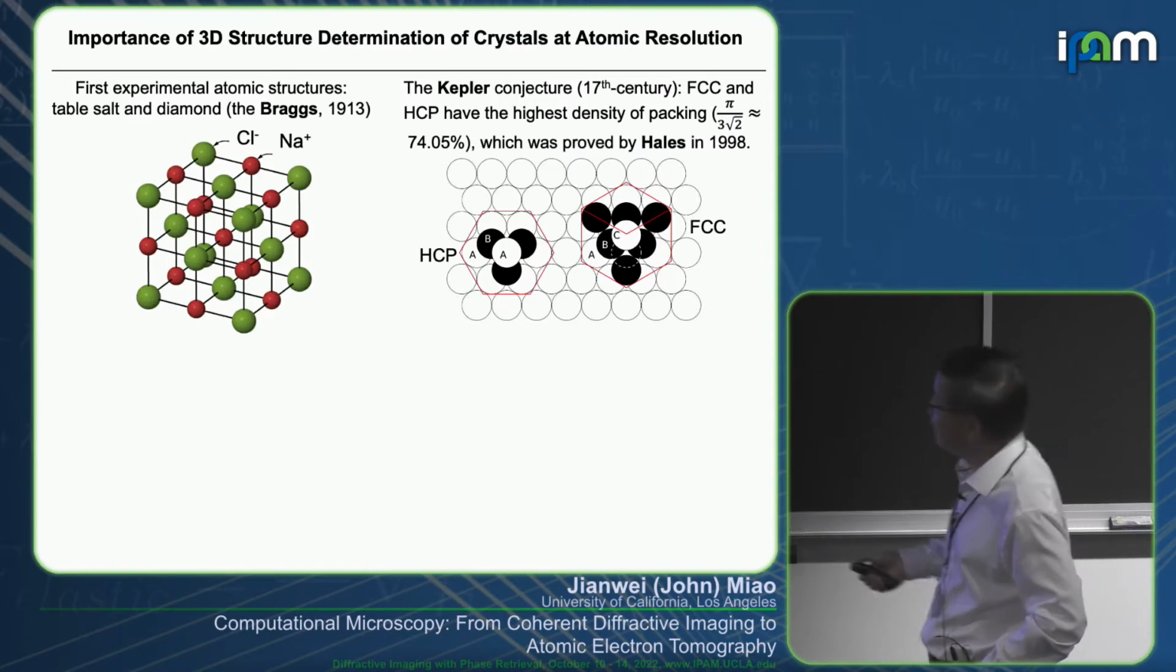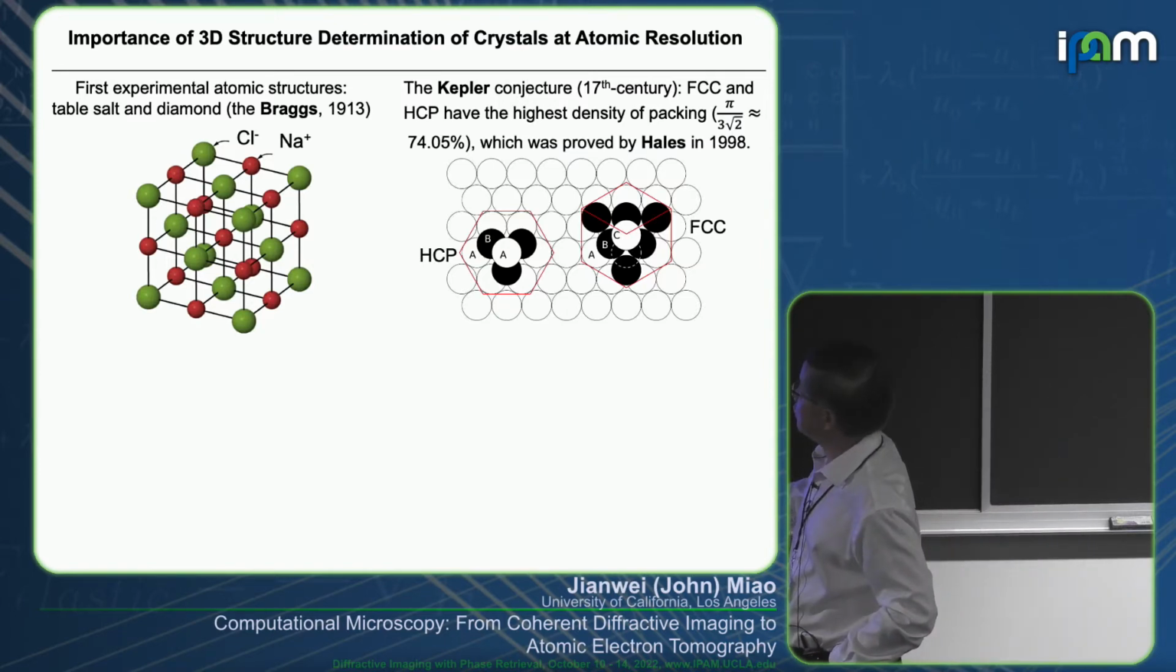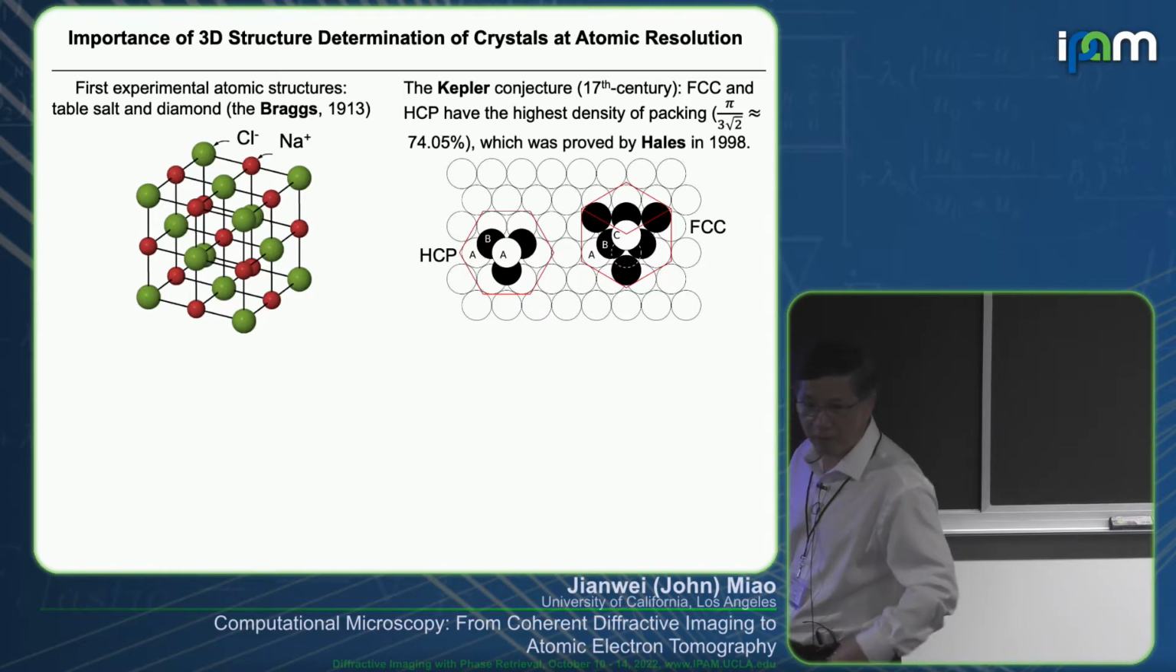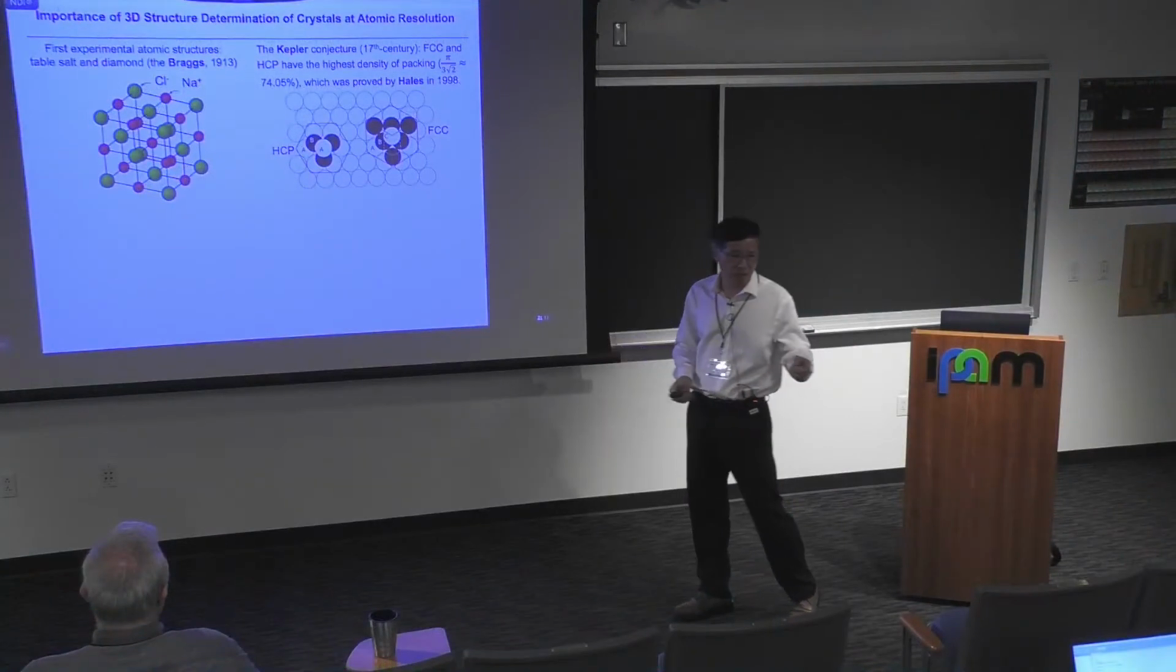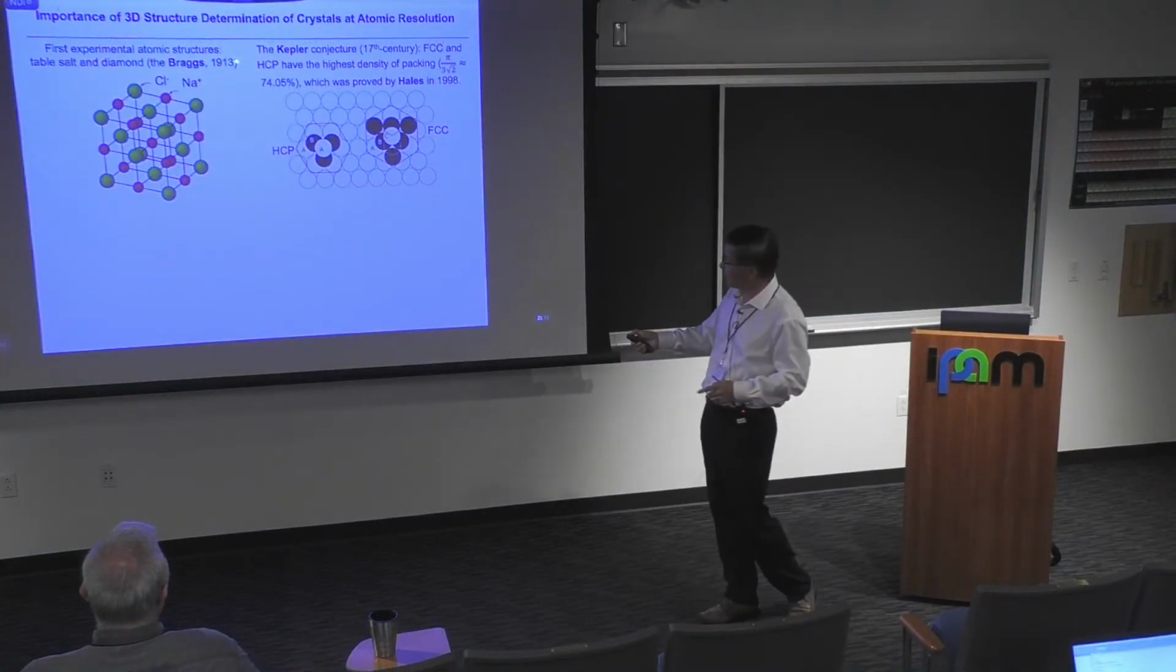Liquid-like, for example, or another structure. This is important, to read the atomic structure of crystals. The first atomic structures solved were table salt, which everybody uses in the morning at breakfast, and diamond, by the Braggs in 1913. And they both got the Nobel Prize two years later.